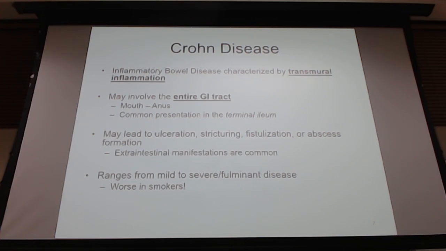Right lower quadrant. Now this can present in a couple different ways. We can have ulceration. We can also have stricturing from all that inflammation, as well as fistulization and abscess formation. And these extraintestinal manifestations, which is from that slide, are very common. So we do see in these folks, if they are smokers, we are more likely to see a fulminant level of disease.